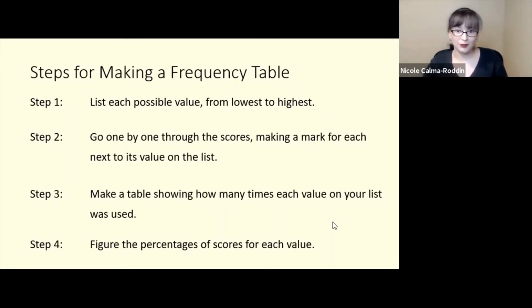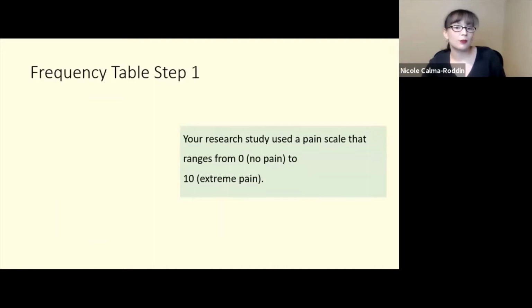Let's try an example. For step 1 in this example, our research study used a pain scale that ranged from 0, meaning our patient or participant had no pain, to 10, meaning that they were in extreme pain. So for step 1, we're going to list each possible value from lowest to highest. If you want to, give it a try now. Draw it out as I go through the steps, and pause if you ever need a little bit more time for any particular step. So in this case, we know that we're going to have a pain scale from 0 to 10. So we're going to have our values from 0 to 10.